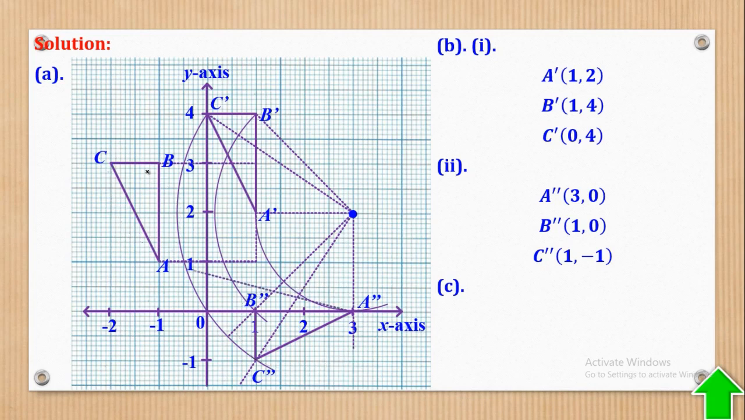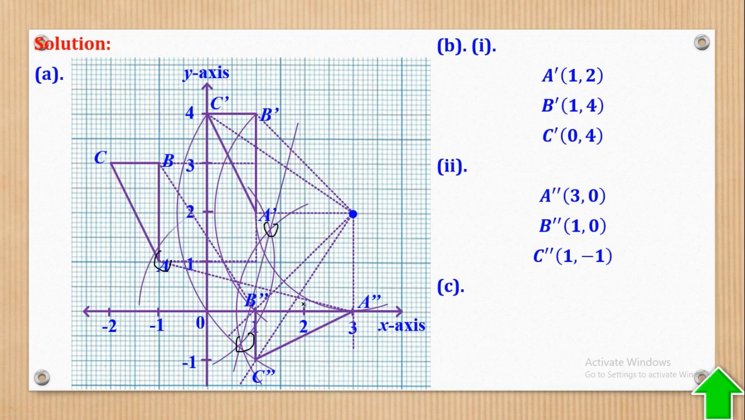Join, if I choose A, join A to A double prime. Then join B double prime to B. Then get perpendicular bisectors. So perpendicular bisectors, there is that, and there is also that. So we put a compass under here, draw that arc, and also here draw that arc. Then join these 2 points using a ruler. That will be the perpendicular bisector for A prime.